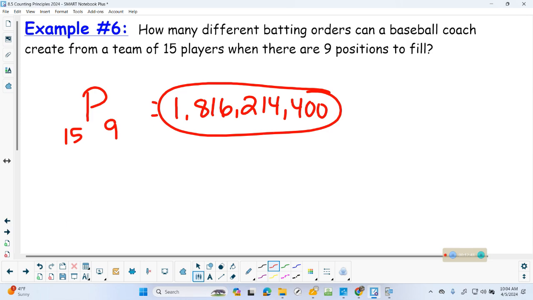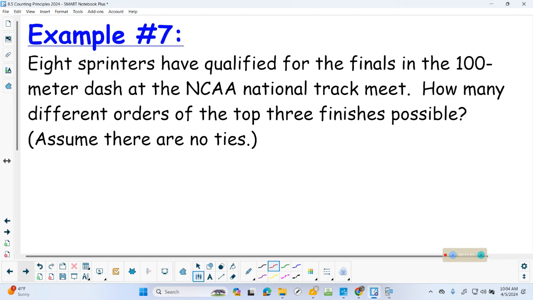All right, let's read the next one. 8 sprinters have qualified for the finals in the 100-meter dash. How many different orders? That's just for drama, because eventually you're going to have to read and decide permutation or combination. Order, of course. Top 3 finishes, assume there's no ties. So order, of course, tells me permutation. How many kids do we have to pick from? How many are running this thing? And we are only looking for the top 3. Okay, punch that in. 336.